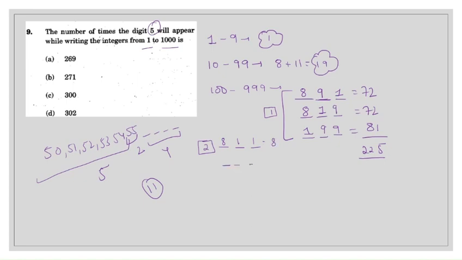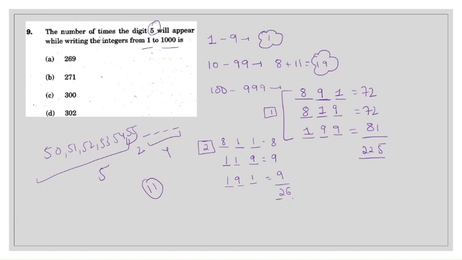And when 5 appears at the tens place and at hundreds place, but it does not appear at this place, then such numbers will be 1 into 1 into 9, so it will be equal to 9. And when 5 appears at the hundreds place and at the units place, then again such numbers will be equal to 9. This 9 is here because we cannot write 5 here, right? And 8 because we cannot write 5 as well as 0 at this hundreds place. So it will be equal to 9. After we add this, we get the answer equal to 26.